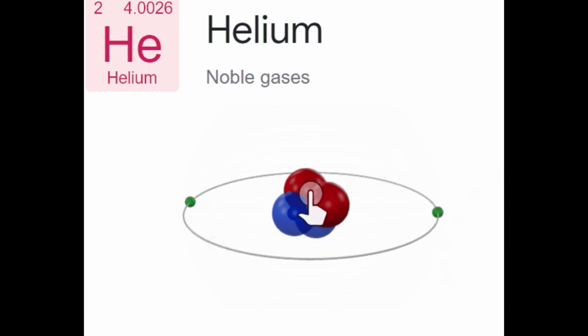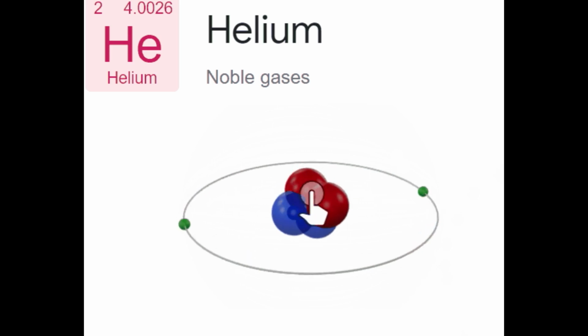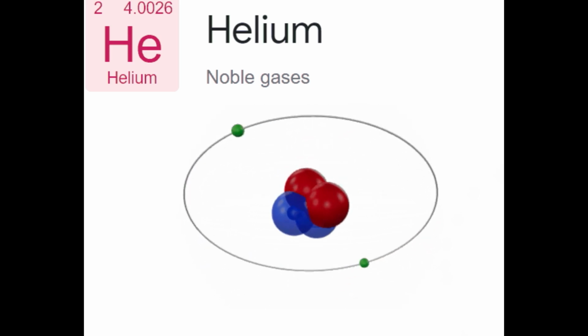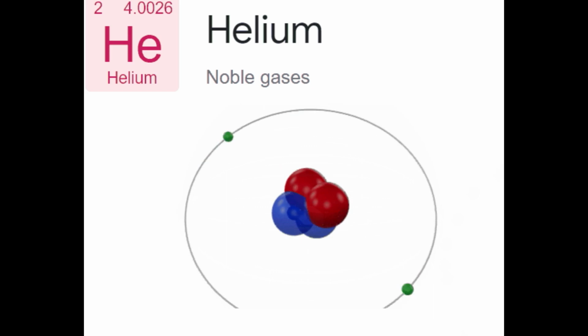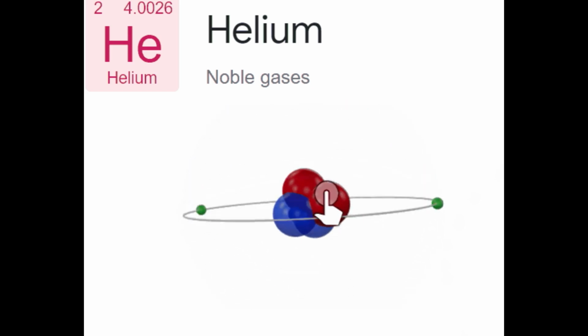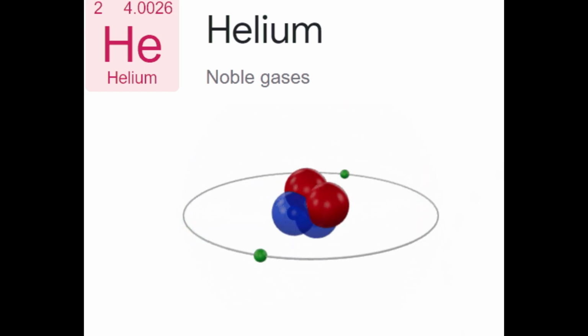Welding. In certain specialized welding processes, helium is used as a shielding gas. The inert gas nature of helium helps protect the welding area from the atmosphere, preventing oxidation and ensuring a clean weld.